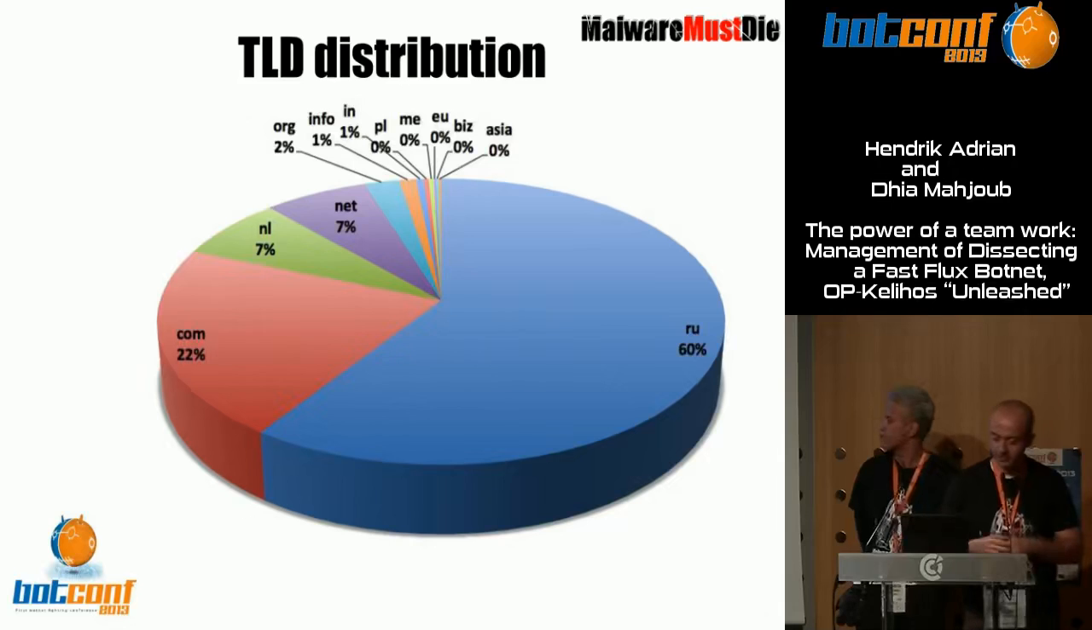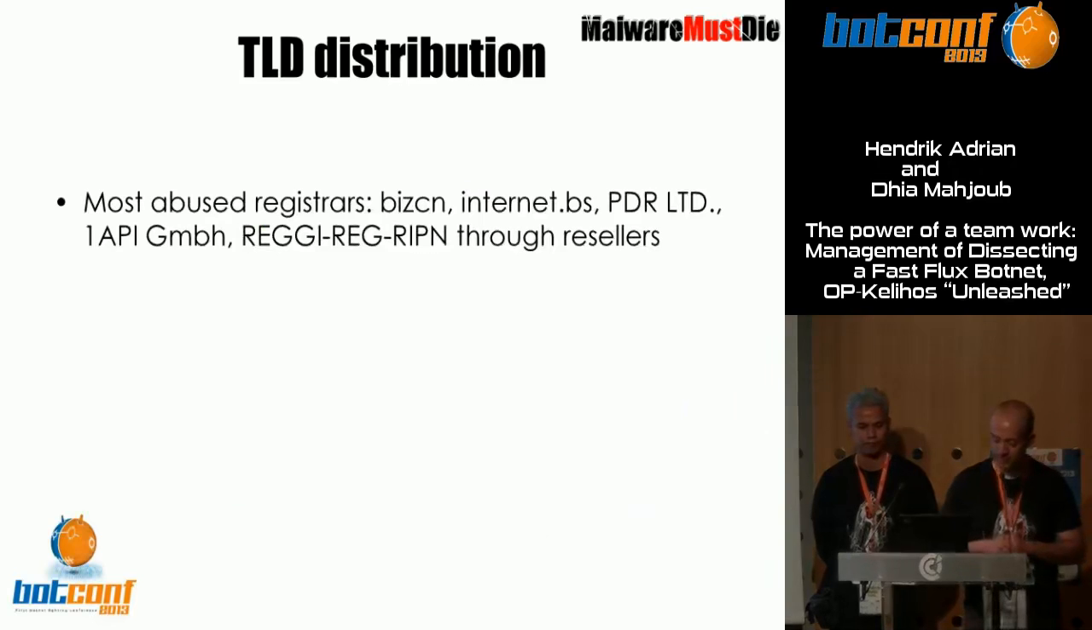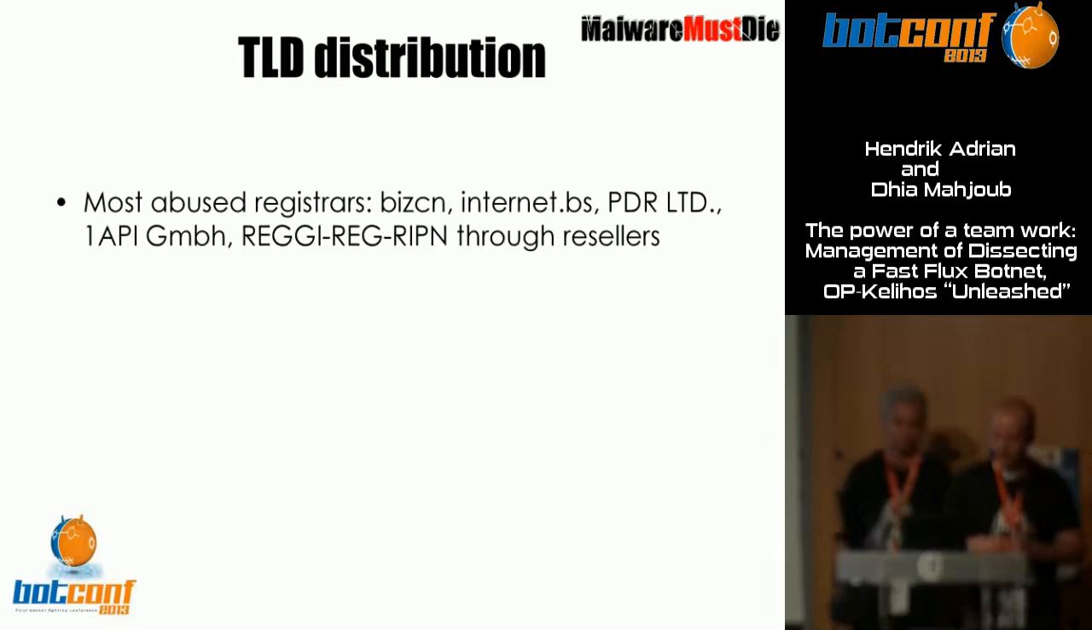And then after that, the Kilios gang started scanning a big pool of TLDs. They use the .com, the .nl, the .net. So through a registrar, they try to basically use everything they can. Now, the most abused registrars, in fact, are BizCN, Internet BS, and a few others. Rick will describe some more of those details later.